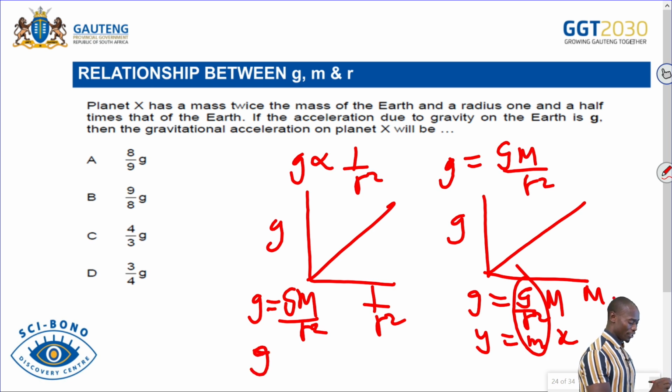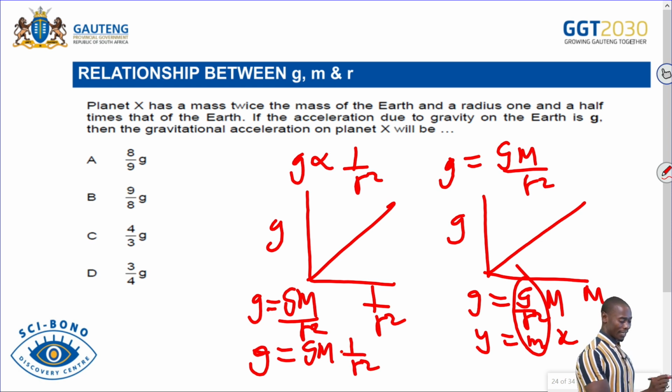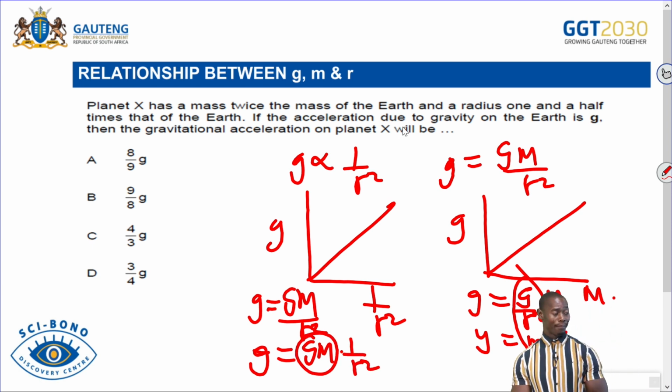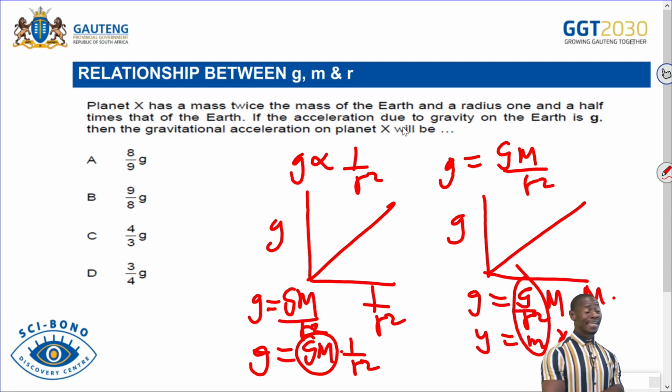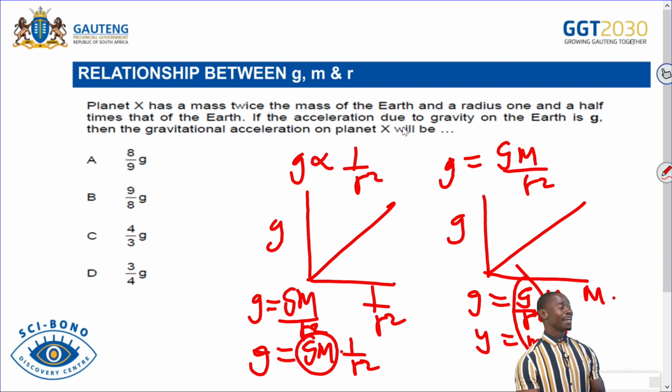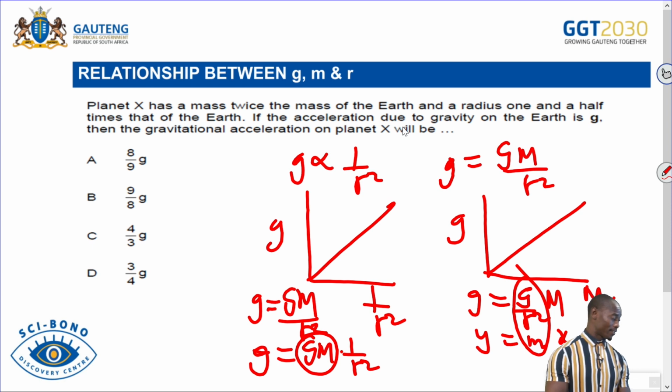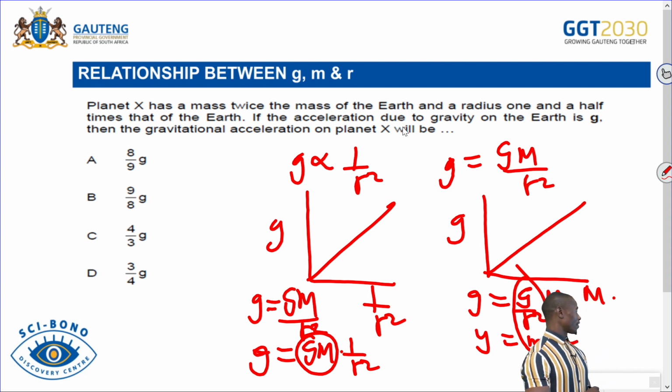So it will be g equals GM times 1 over r squared. So the gradient represents GM. Okay? So that is the relationship between g and m, which is the mass of the planet, and g and the radius of the planet. So you can see the relationship there. Then mathematical relationship. Let's check this question.